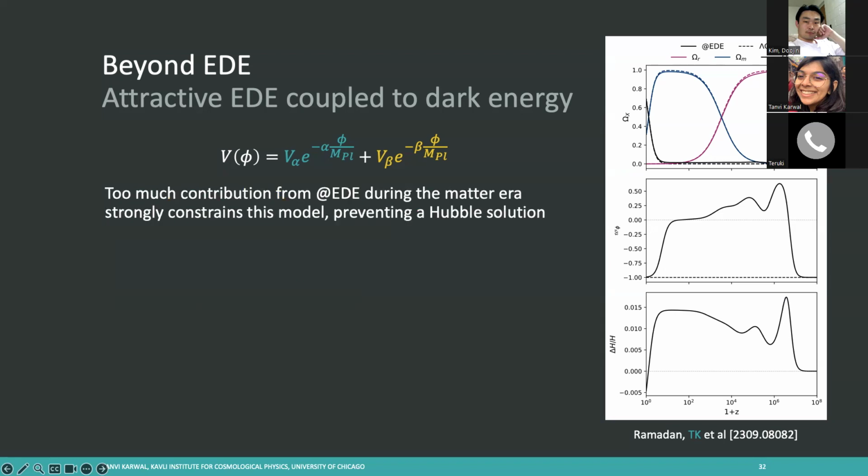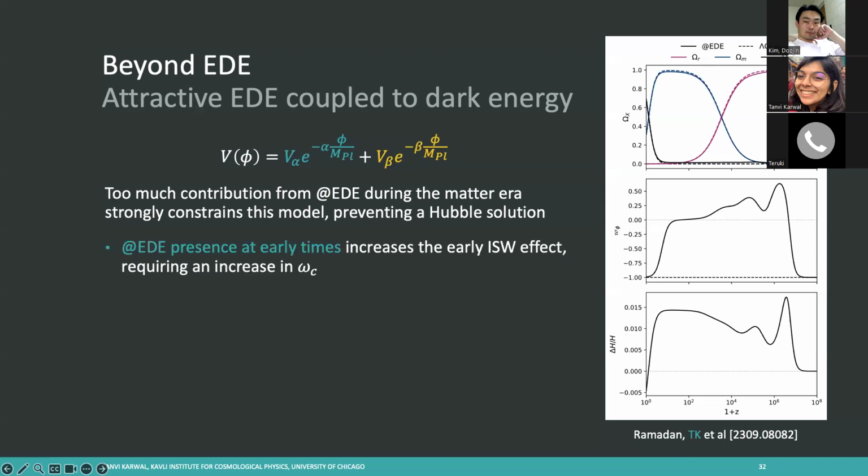This was a really interesting model to think about because now we could tie two different eras of accelerated cosmic expansion to each other. But we found that specifically this model contributed too strongly during matter domination. It contributed too strongly to the late time universe, where I said we don't want to touch it, we don't want to add new things.